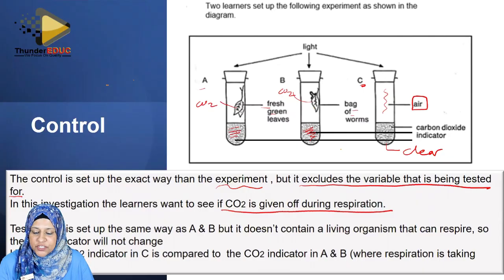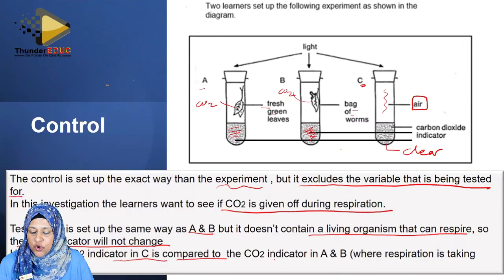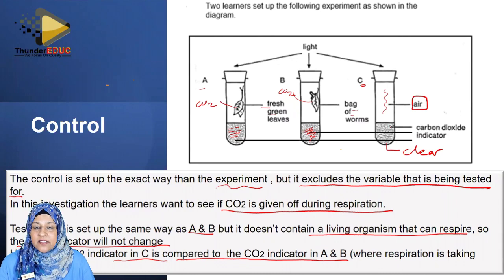milky. So C does not have a living organism that can respire, so the CO2 indicator did not change. The CO2 indicator in C is compared to the CO2 indicator in A and B, where respiration is taking place, and here there's no respiration taking place. Therefore, there was no CO2 given off. Okay, I hope you understand the control. In every experiment, there must be a control.